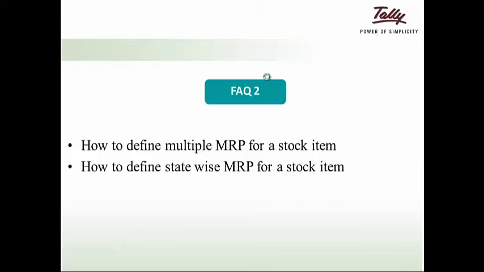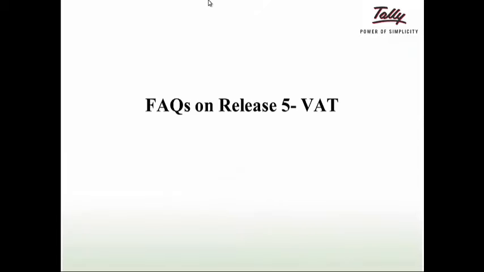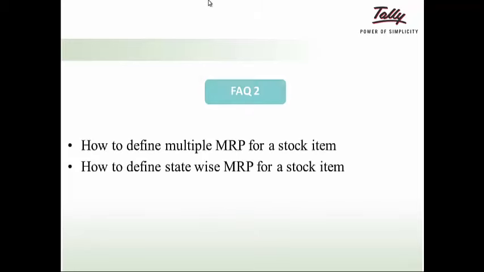So let us move to the next FAQ, which is how to define multiple MRP for a stock item and how to define state-wise MRP for a stock item. Let us now move to the product and see how we can define multiple MRP for a single stock item and state-wise MRP for a stock item.